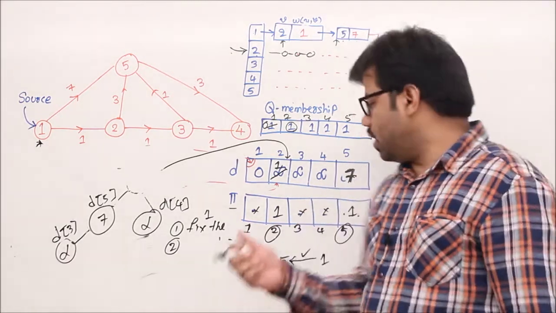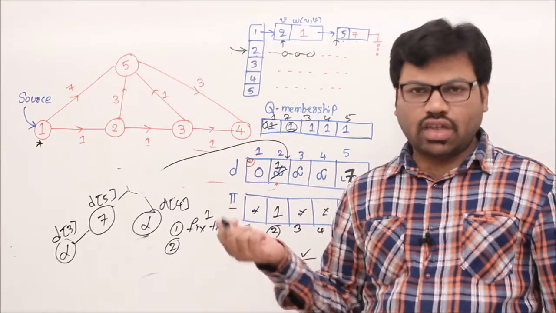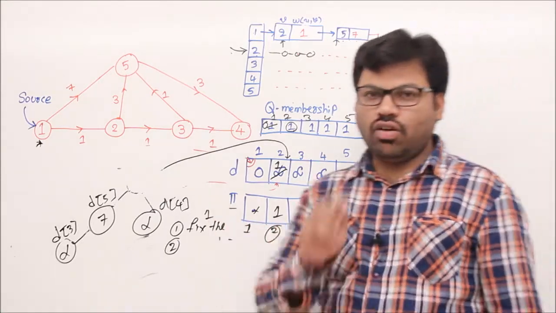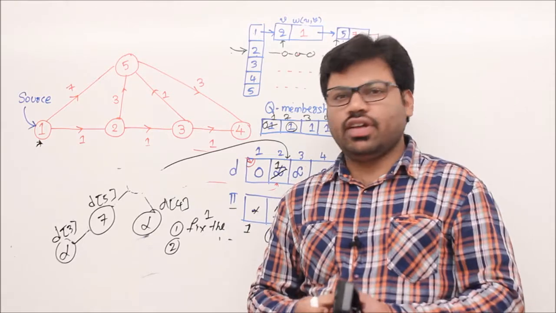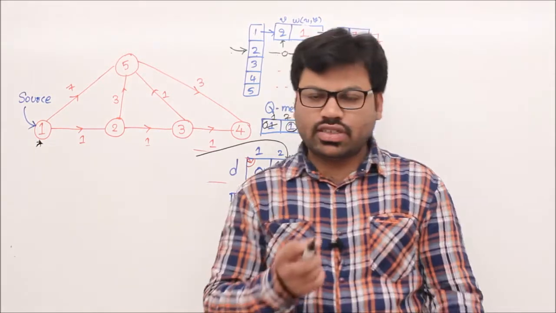In that way, these pi values are going to help us find out the shortest path. That's why we maintain it. Now we will see the time complexity of this Dijkstra algorithm.